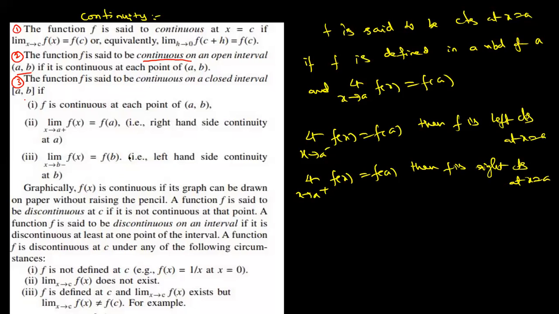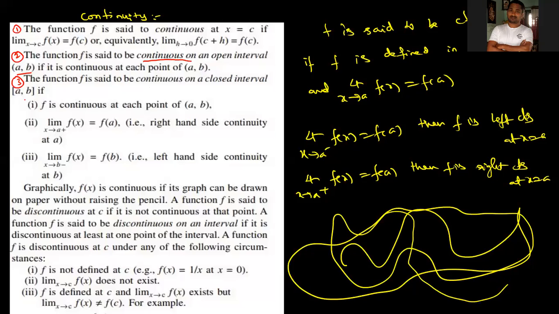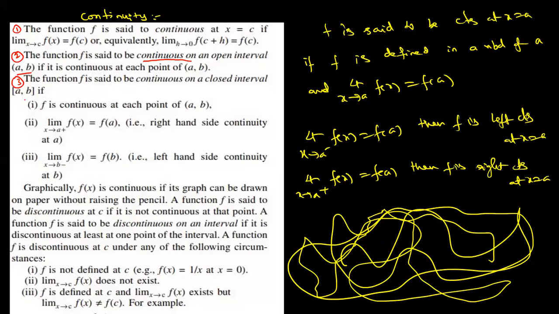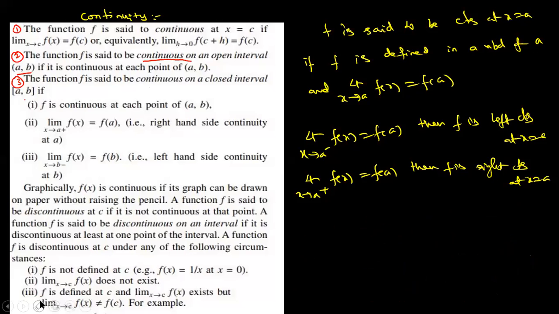So f is continuous in the open interval (a, b), and f is continuous in the closed interval [a, b]. See carefully, dear students, graphically: whenever you are drawing the picture without lifting the pencil, continuously, the graph is continuous. The function is called continuous. The definition graphically is: f is continuous if its graph can be drawn on paper without raising the pencil.